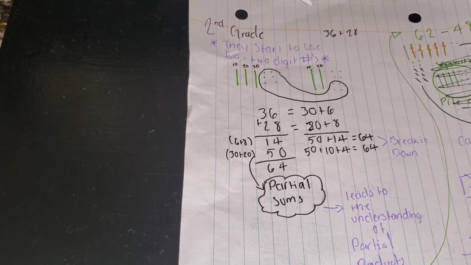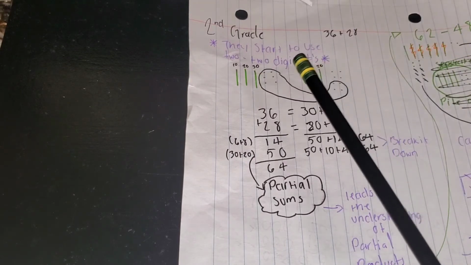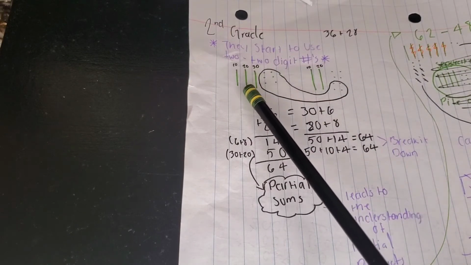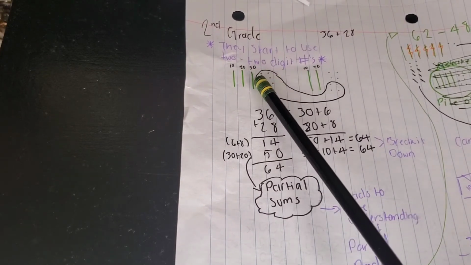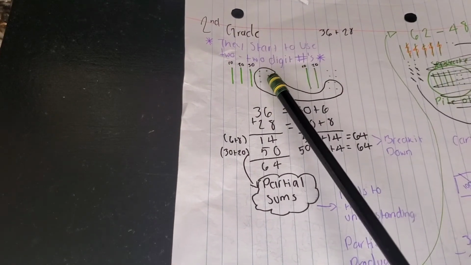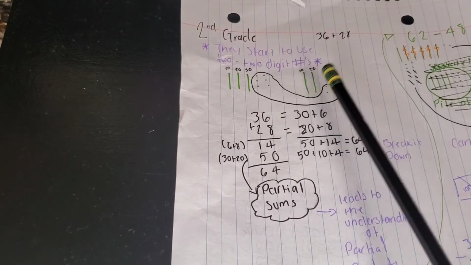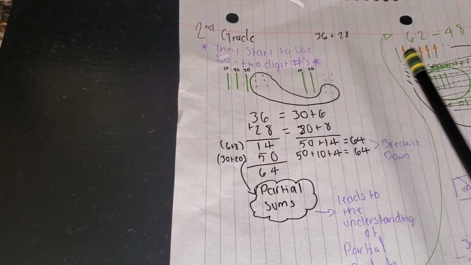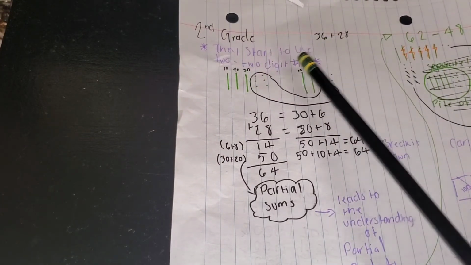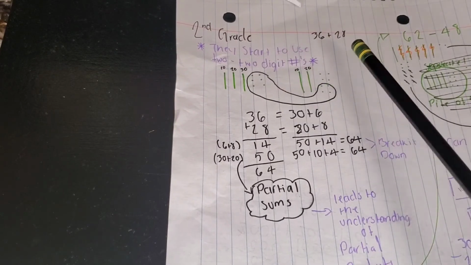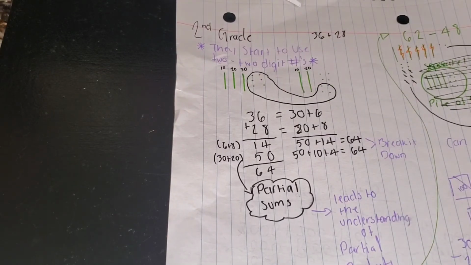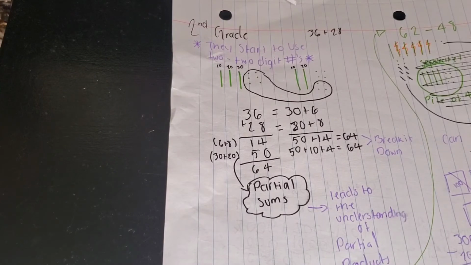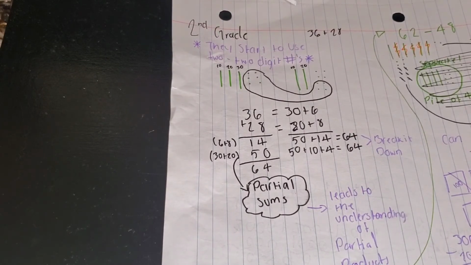So the first example, I did 36 plus 28, meaning we would have to draw 3 tenths plus the 6 ones, and then to represent the 28 is 2 tenths plus 8 ones. So 10, 20, 30, and then the 6, and then 10, 20, and then the 8. This is what you are supposed to be able to do in second grade.